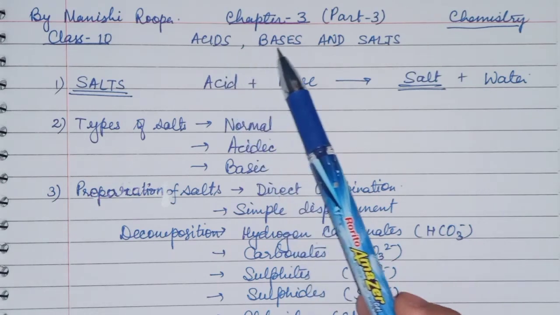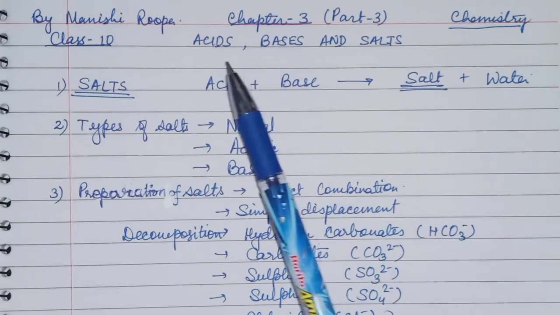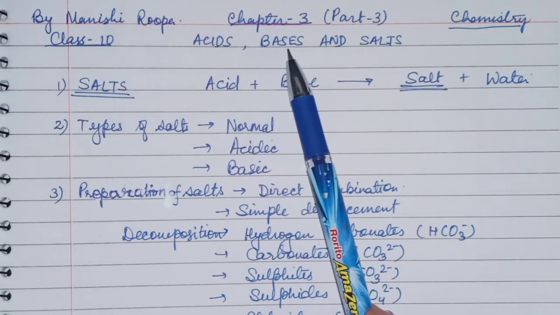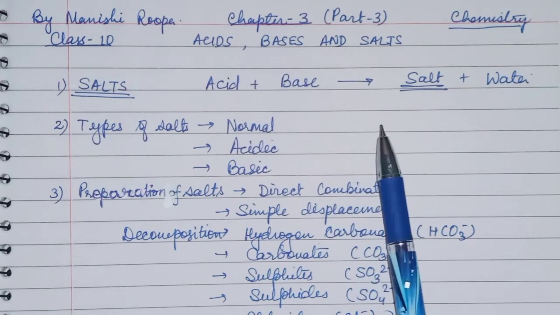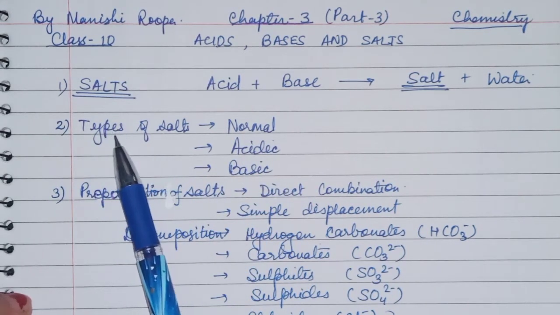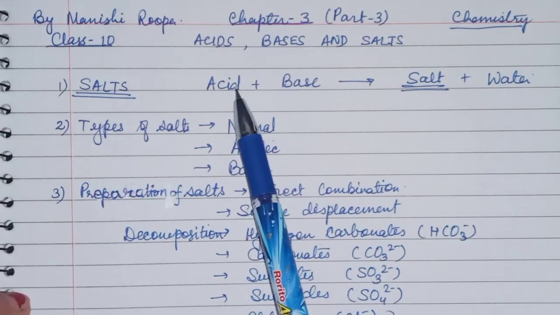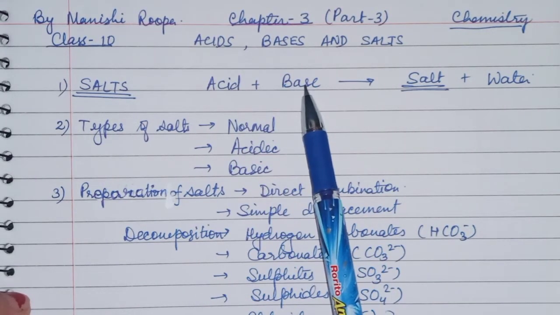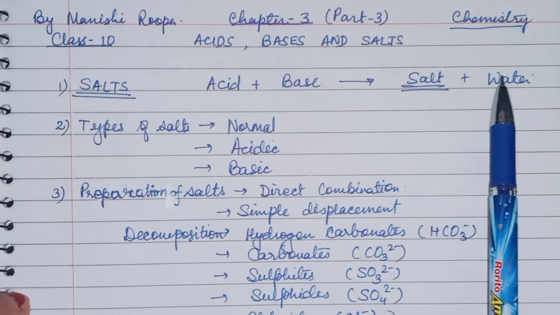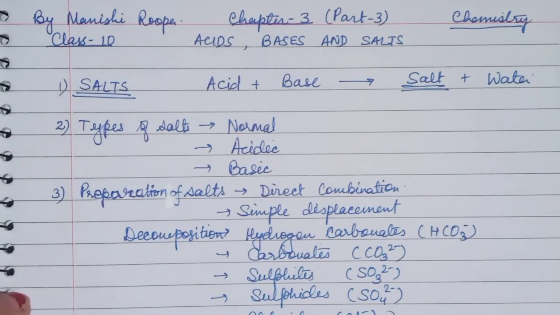This is part three of the chapter Acids, Bases and Salts of class 10th, and till now we have discussed acids, bases, their preparation and properties. In this video we will discuss salt, its types and preparation, how it is prepared. Till now you have learned that when an acid reacts with a base it will form salt and water. Now we will discuss what the types of salts are and how they are prepared.